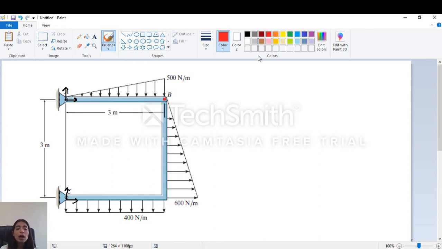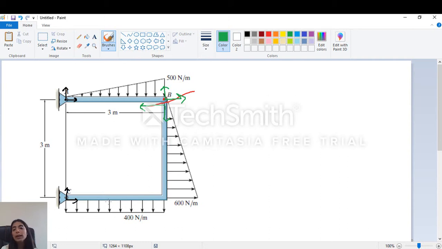So what should I do? I should separate AB from BC. Okay? And then, guys, in this case, I will see 2 internal forces here on the member AB at B and the exact opposite forces at the member BC. So what do I have here? I have 6 unknowns, Ax, Ay, Cx, Cy, Bx, By.